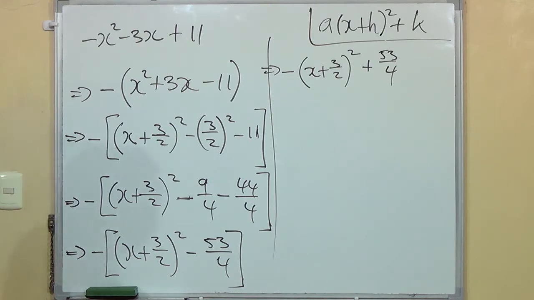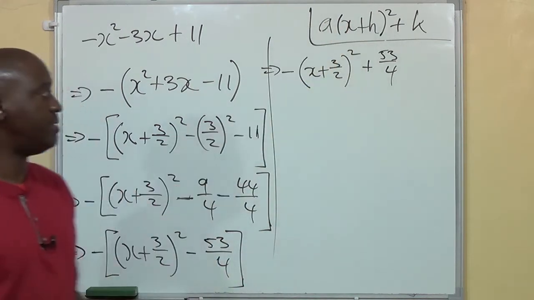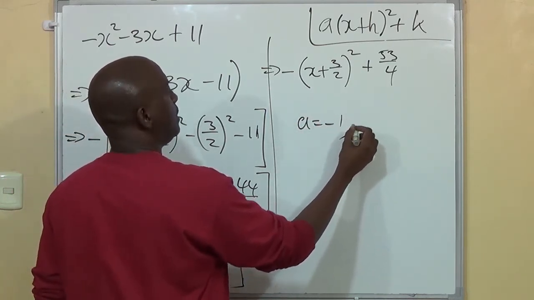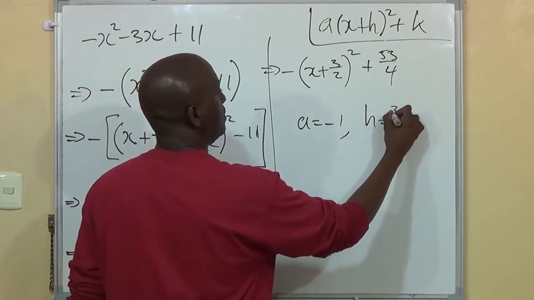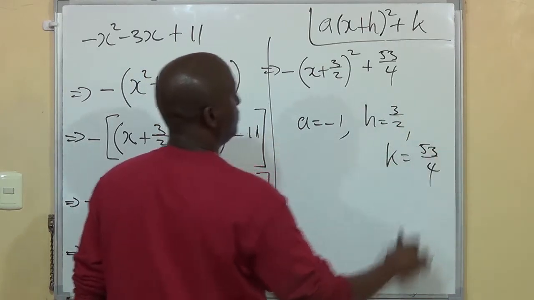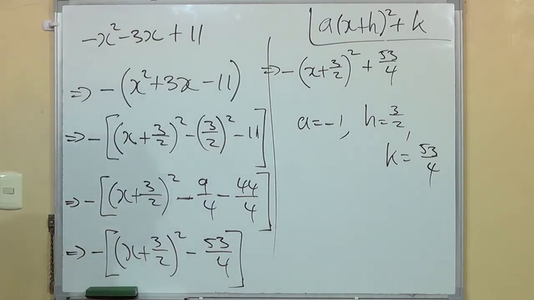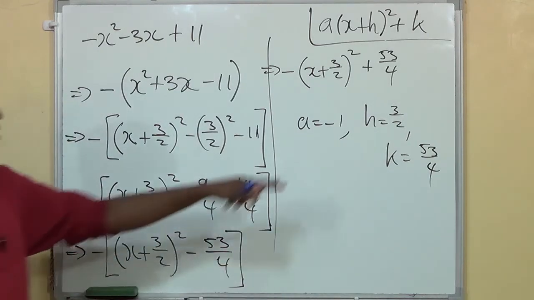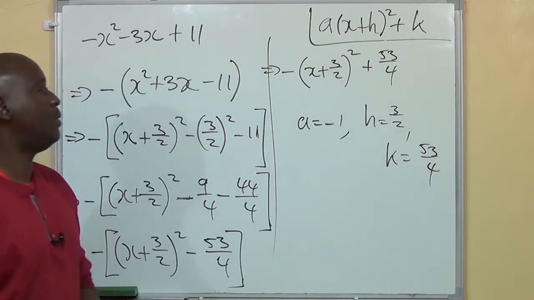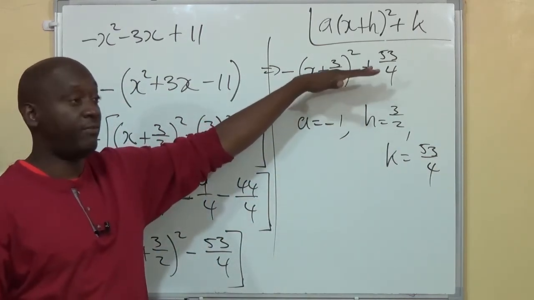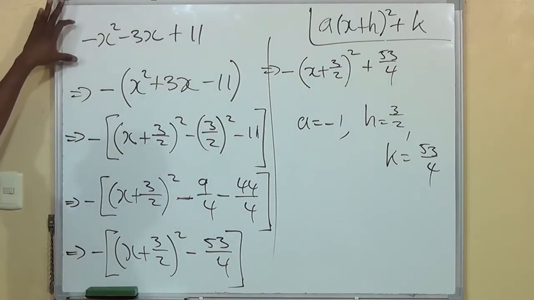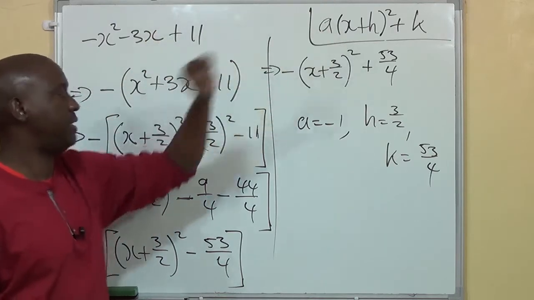Again, if we need to write out the exact values of the constants, we would have a equal to minus 1, h equal to 3 over 2, and k equal to 53 over 4. If they ask for it, they usually do. If they don't, then the answer ends right here. At any rate, once you get to this point, you will have fulfilled the most important mandate of a situation where you have to move from the standard form to the vertex form.